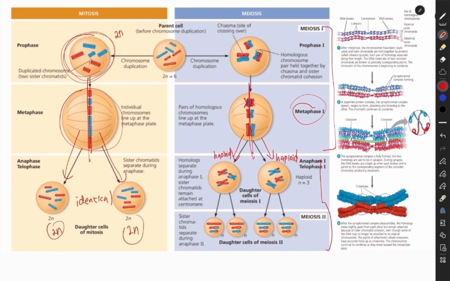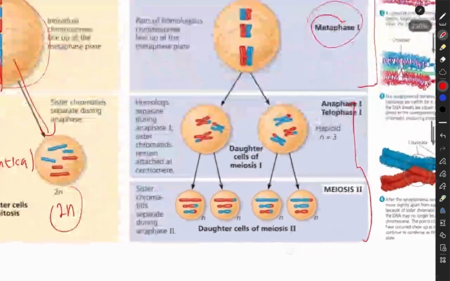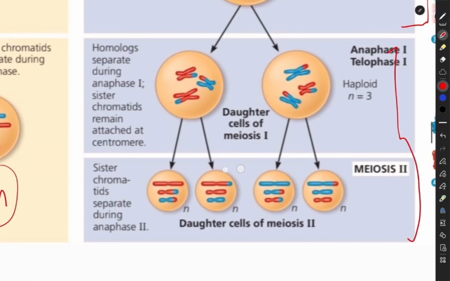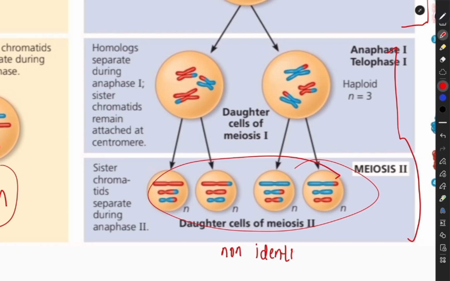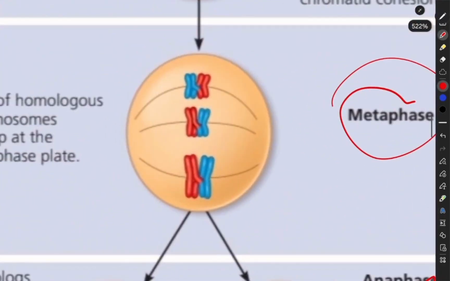And meiosis 2 is almost the same as mitosis. It separates the sister chromatids and forms these daughter cells. And if you can see, the red and blue are not the same, it's not identical. So non-identical daughter cells, because they experience crossover at the chiasmata.